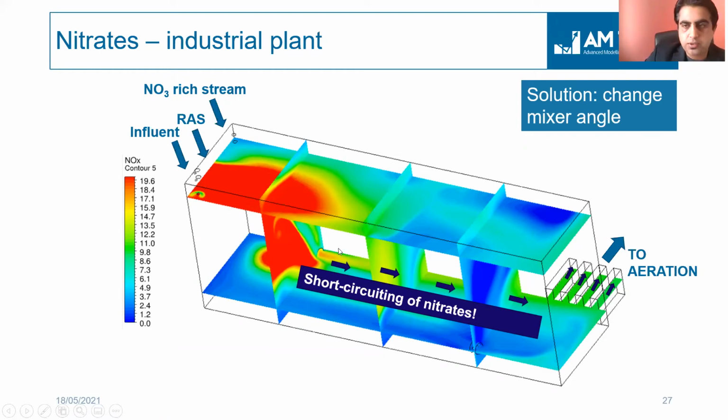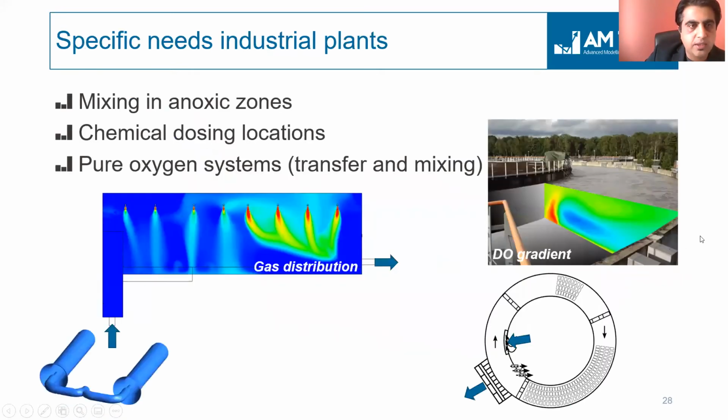One of the solutions which is still under evaluation is how maybe we can just change the mixer angle so that we don't push it towards the outlet, but rather more towards the middle section of the reactor to avoid this critical short circuit. So this was another very practical application.